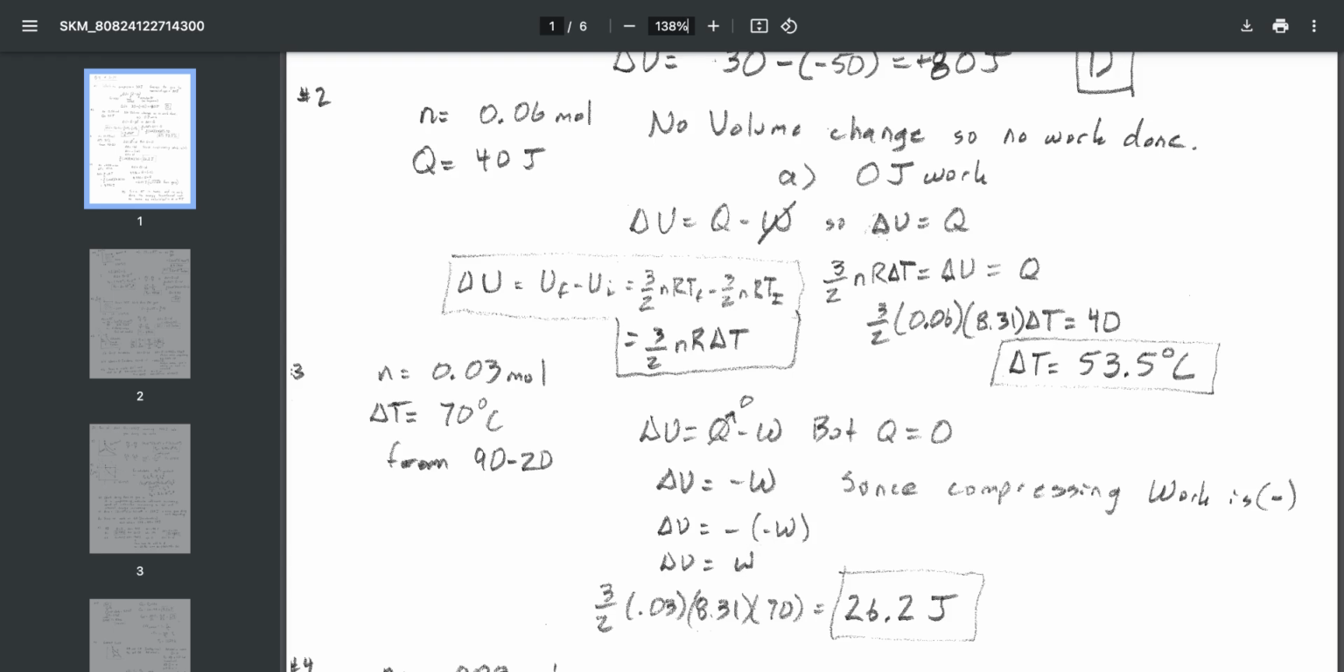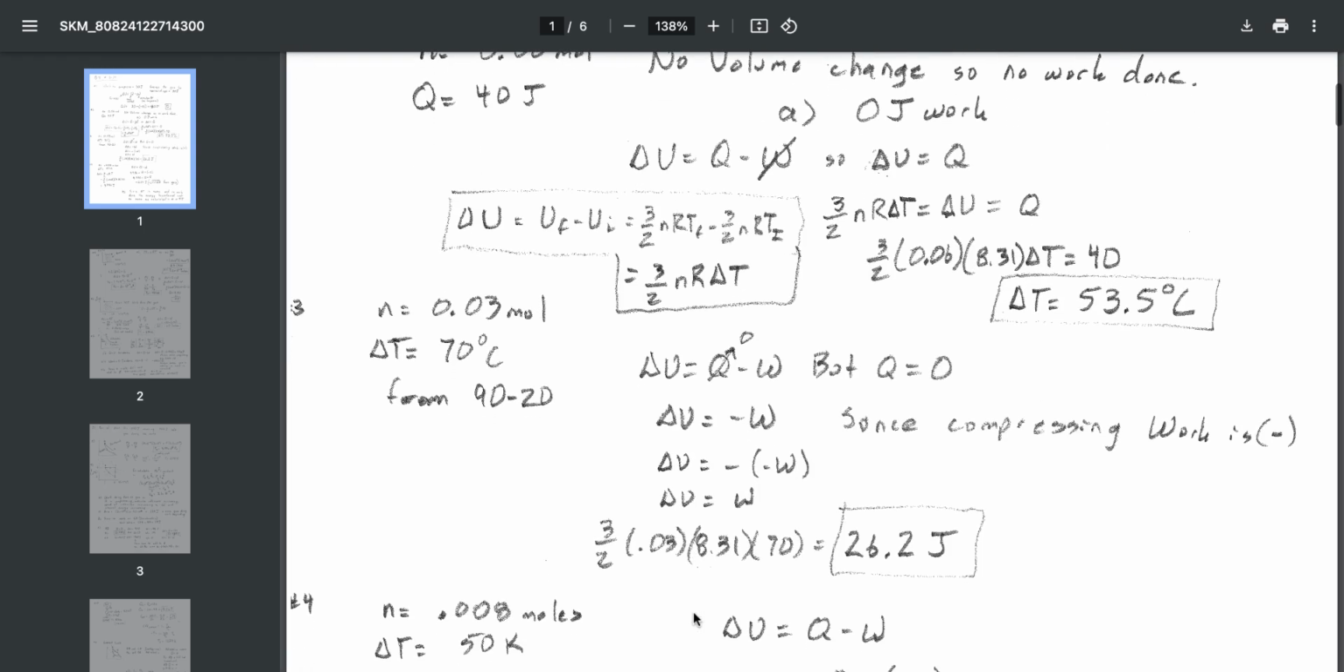Calculate the work done in compressing the gas. Well, the work has got to be the change in internal energy. And from up here, we know that our change in internal energy is just 3/2 nR times our change in temperature. We know our change in temperature is 70, and we know the number of moles. So when you work that out, you get 26.2 joules.